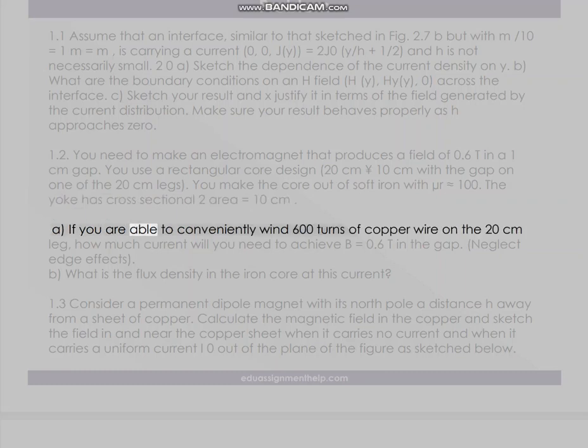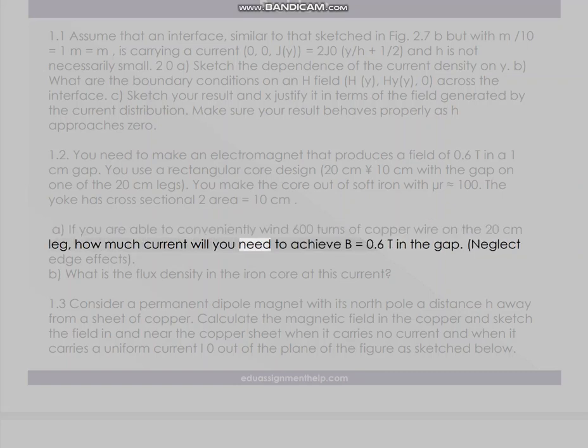A. If you are able to conveniently wind 600 turns of copper wire on the 20 centimeter leg, how much current will you need to achieve B equals 0.6 T in the gap? Neglect edge effects. B. What is the flux density in the iron core at this current?